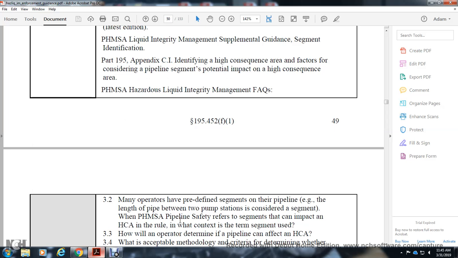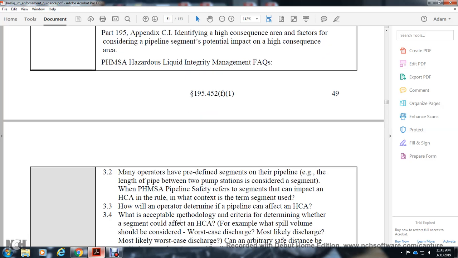Many operators predefine a segment as the length of pipeline between two pump stations. PHMSA refers to the segment in the context of its impact on the high consequence area, and the rule's context determines the segment used. How will an operator determine which pipeline can affect the high consequence area? What are the acceptable methodology criteria for determining whether the segment could affect the high consequence area?